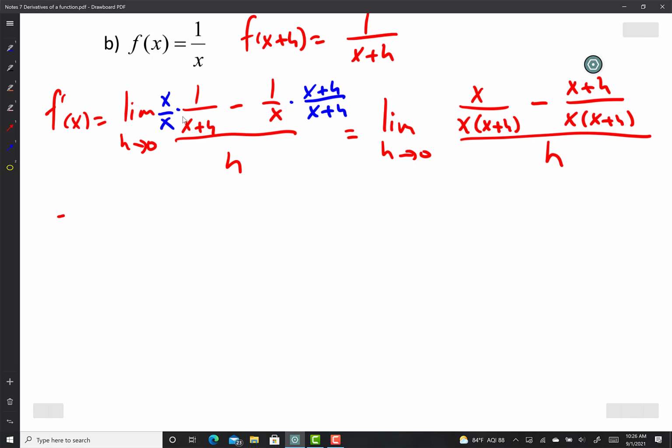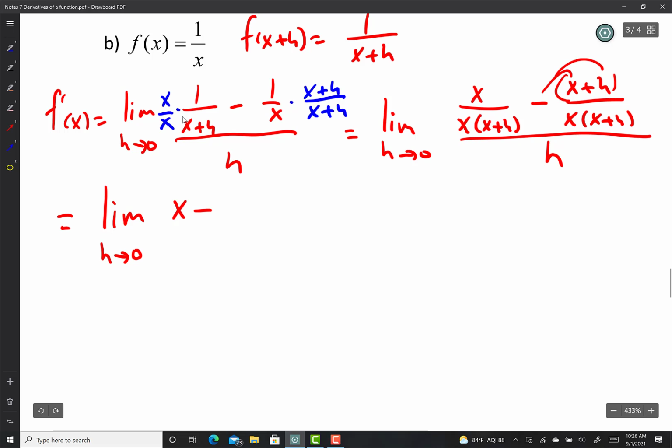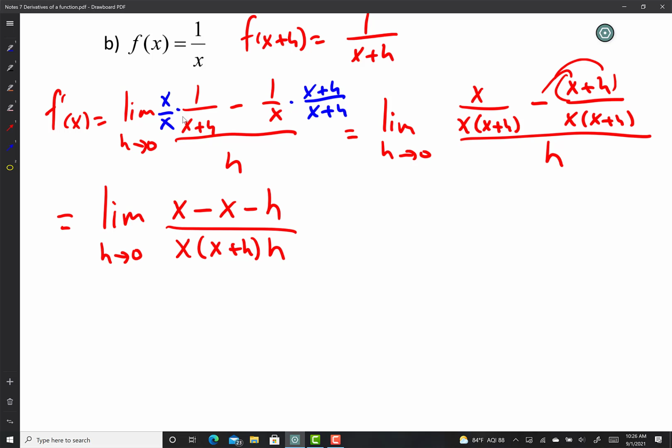So here we go. Equal sign, the word limit as h approaches 0. x minus, so I'm going to distribute this negative here: negative x minus h, so minus x minus h, all over x parentheses x plus h, and I'm bringing up that h. Are we okay? What zeroes out? The x's. Now that the x's have zeroed out, can I cancel out the h? So h's cancel out.